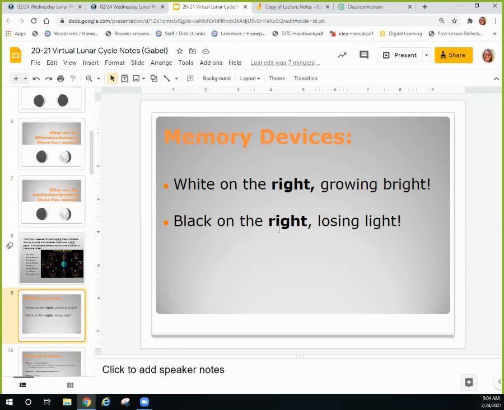We also say black on the right, losing light. So when black is on the right, we're losing our light. We're getting smaller toward a new moon, which is our waning cycle.